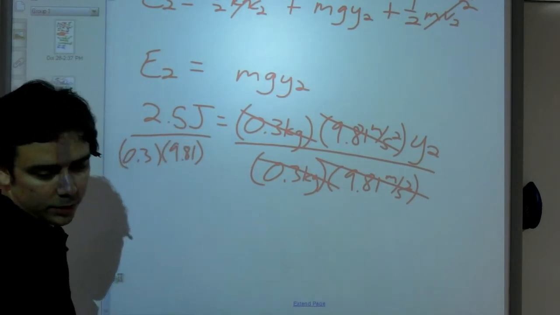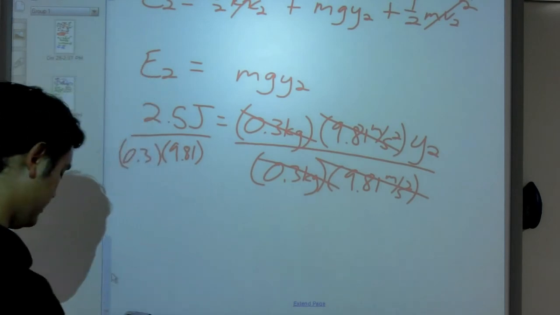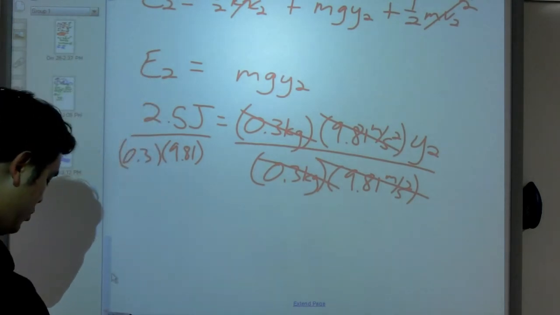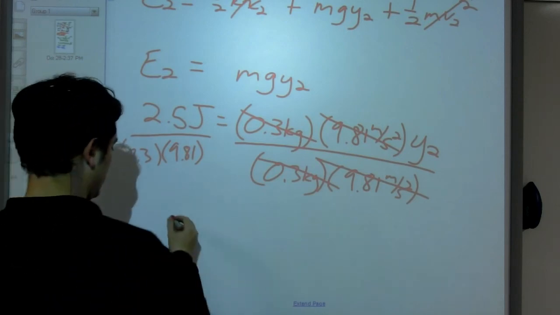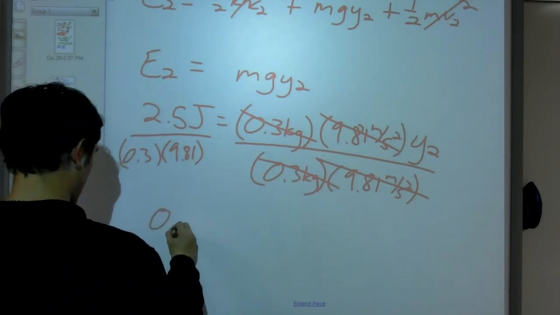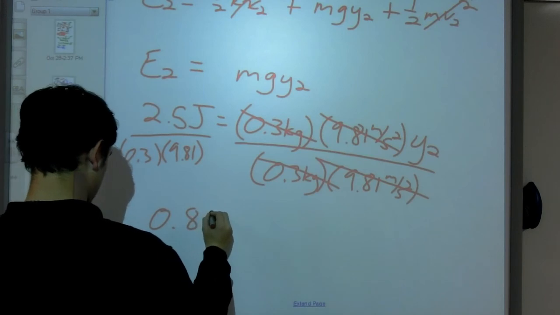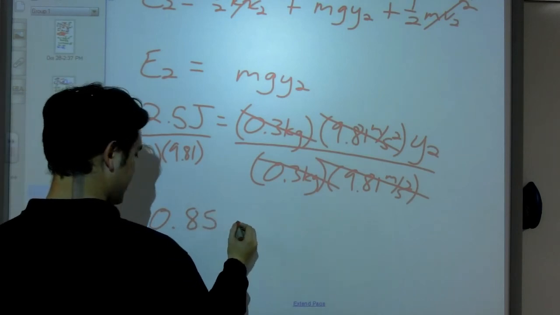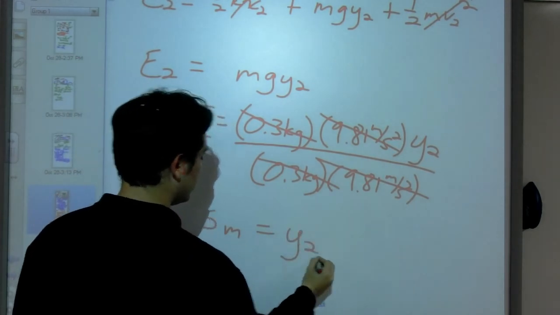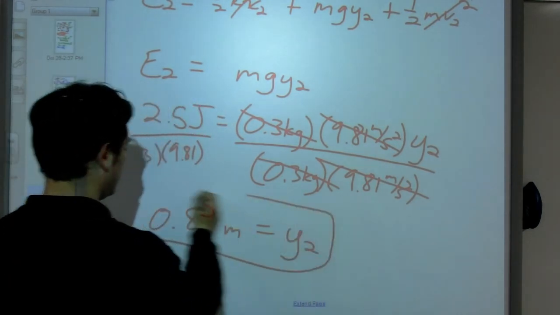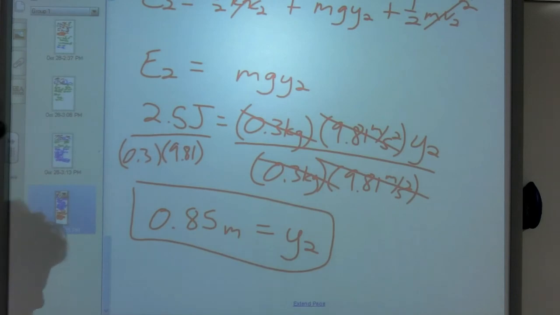So when I evaluate this, let's see what I get. 2.5 divided by 0.3 divided by 9.81. I end up with 0.85 meters equals y2. So it goes up 85 centimeters.